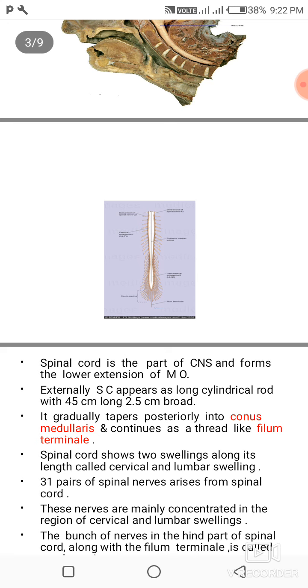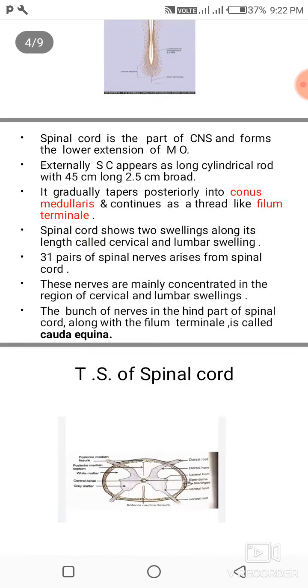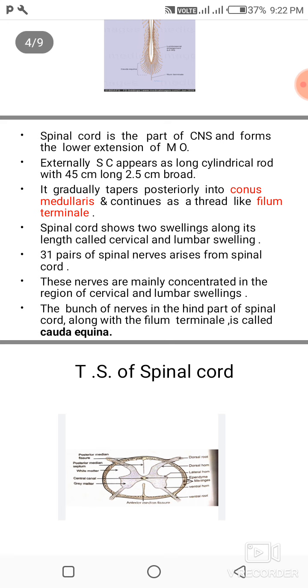Spinal cord shows two swellings, cervical and lumbar swelling. Cervical swelling is a swelling in the cervical region or in the neck region, and lumbar swelling is a swelling in the abdominal region. 31 pairs of spinal nerves arise from spinal cord. These nerves are mainly concentrated in the region of cervical and lumbar swelling. The bunch of nerves in the hind part of spinal cord along with the filum terminale is called cauda equina, which has been already discussed.